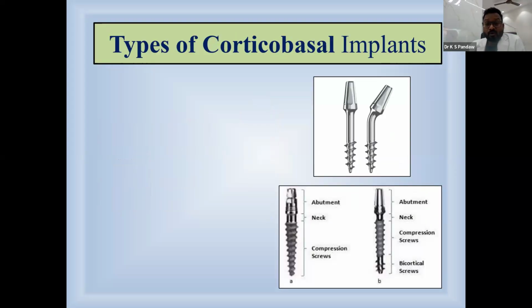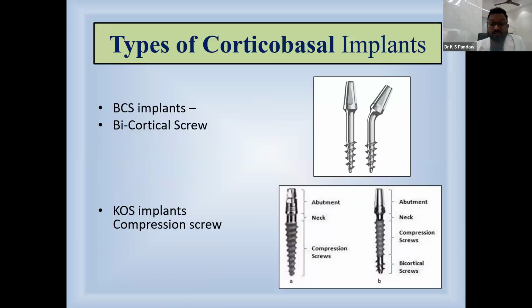If you see the types of cortico-basal implants, it can be a smooth surface or it can be a screw-like design, which is known as a compressive implant. All the bicortical implants are single-piece implants. If they are single-piece implants, it means we have to cement our prosthesis. So these are the basic differences between the conventional implant and the bicortical implant.